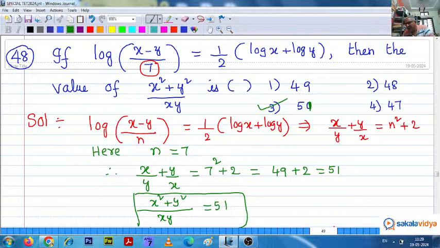Yes, Nana. 51, not 50. Not n square plus 1. No, no. You can check.